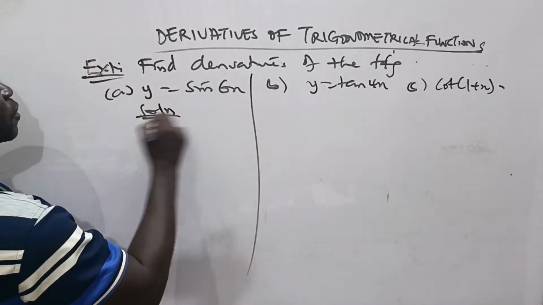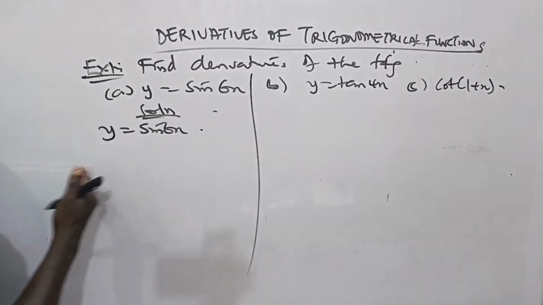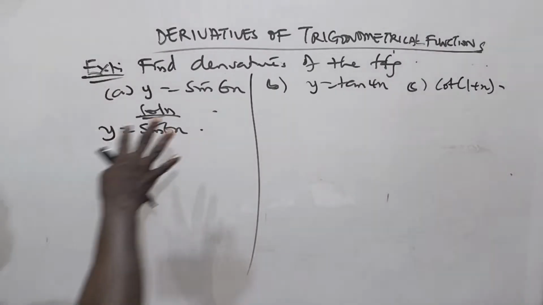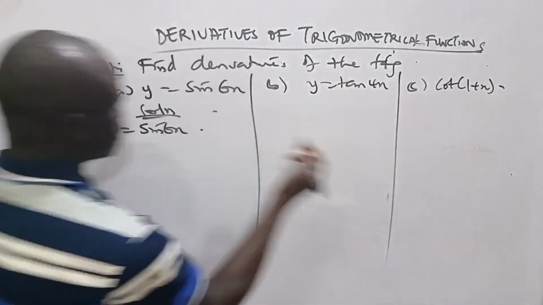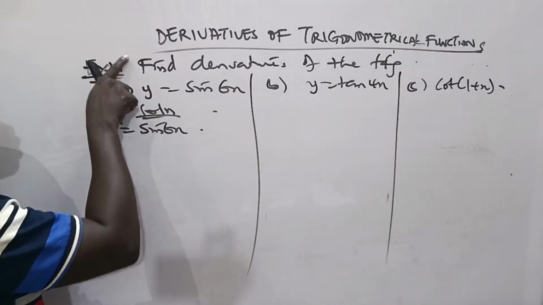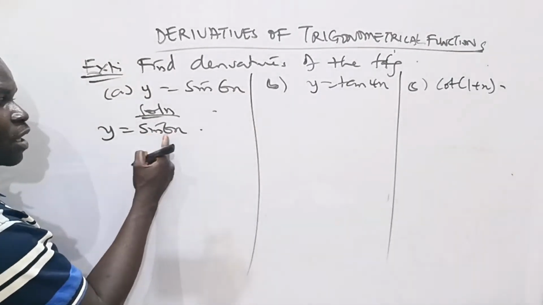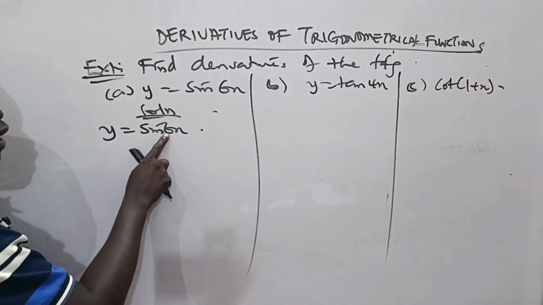Look at the first one. If y is equal to sine 6x, of course, without going through any stress, I know that the derivative of this is 6 cos 6x. The answer will be 6 cos 6x without going through the process. But let me just show you the process here. The derivative of sine x is cos x. But here, the coefficient of x is not 1. In that formula that I gave, the coefficient of x is 1. But here, the coefficient of x is 6.